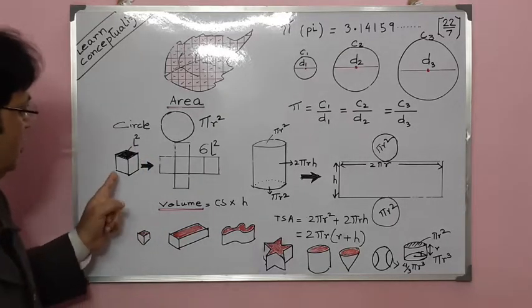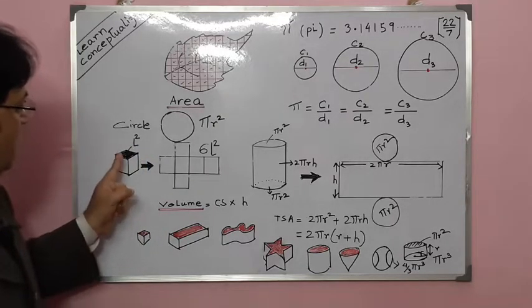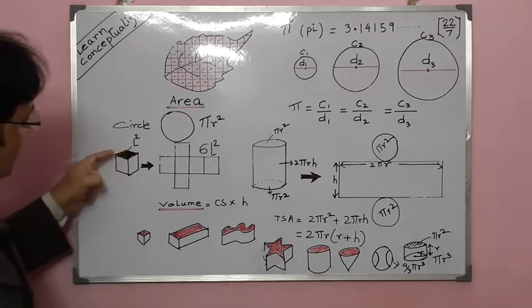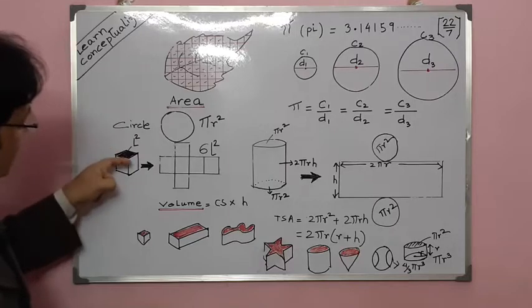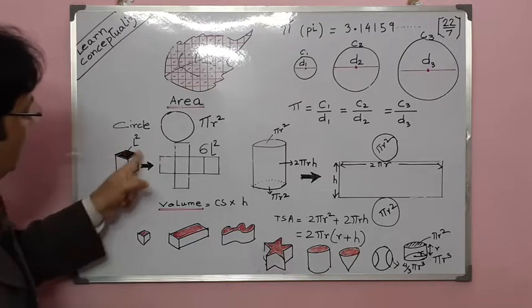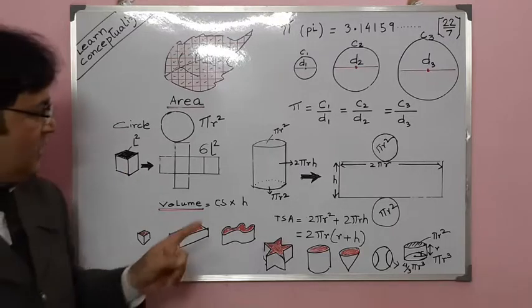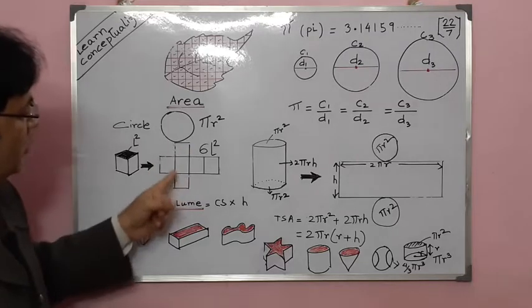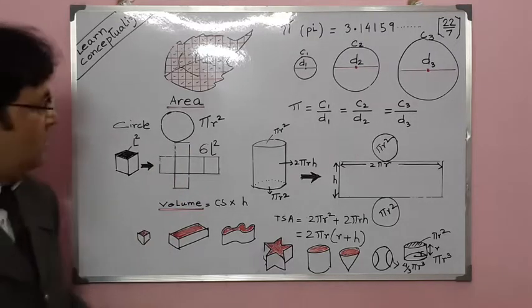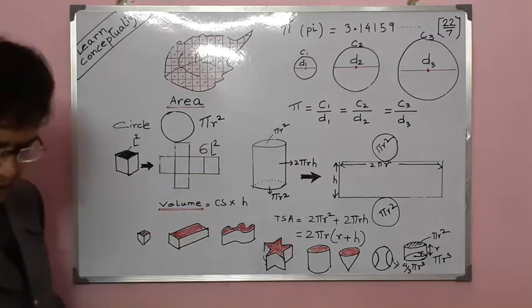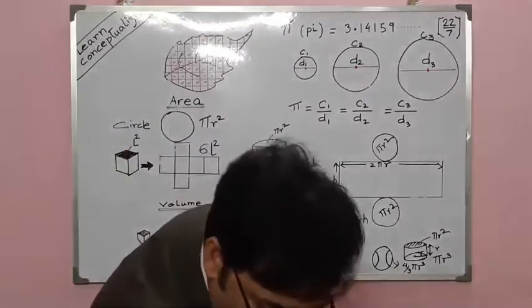Now the next one, cube. The area of one square is L square, L into L. If it is 1 centimeter by 1 centimeter, it is 1 square centimeter. But how many sides are there in total? 6 are there. Look at this, I have opened the cube. You get 6 squares. So what will be the total surface area of this cube? 6L square.